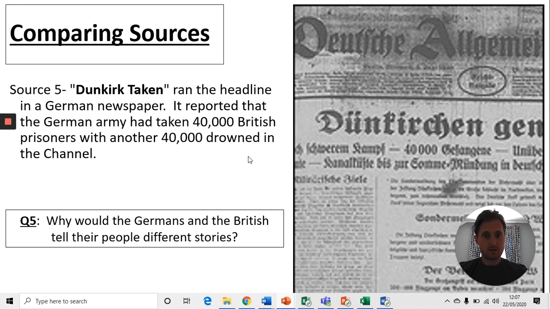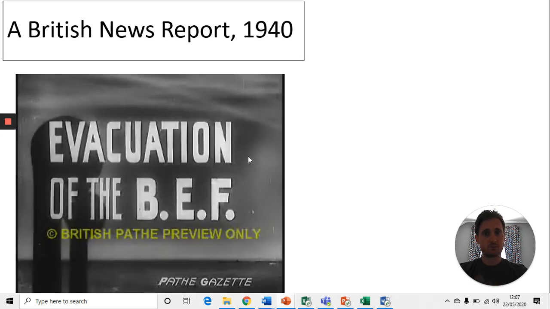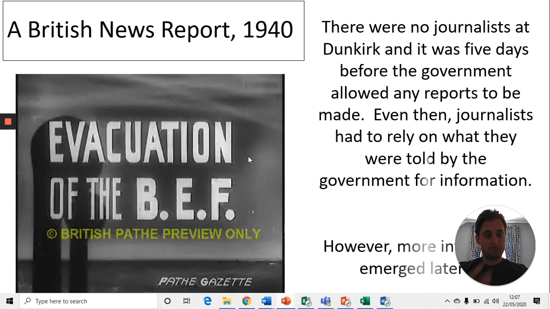Now, this would have been very different from a British source, and it's highly unlikely that the British newspapers would have been like this. They wouldn't want to say 40,000 British prisoners and people were captured, because they would want to keep up their morale as well. And in fact, the British government controlled a lot of the press and newspapers. And actually, a British news report from 1940 would have been influenced by the British government.